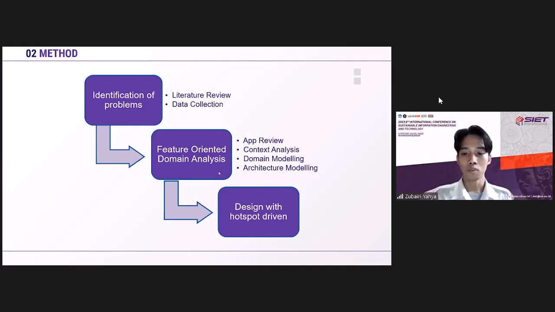In the last step, we use a design with hotspot-driven approach by identifying key hotspots from our analysis, which shapes our design process. Our design centered around these vital elements, ensuring that our framework is not only technologically advanced, but also user-friendly and adaptable to diverse healthcare scenarios.